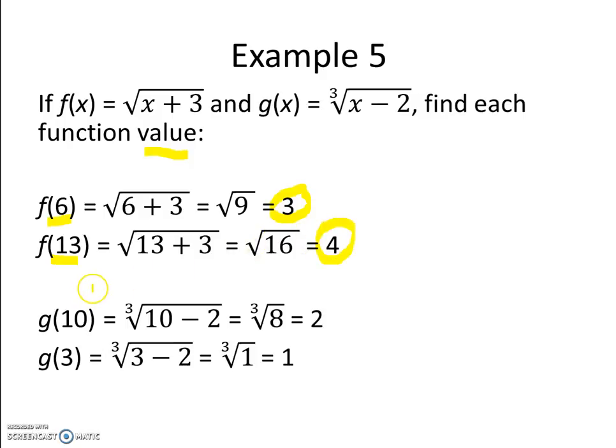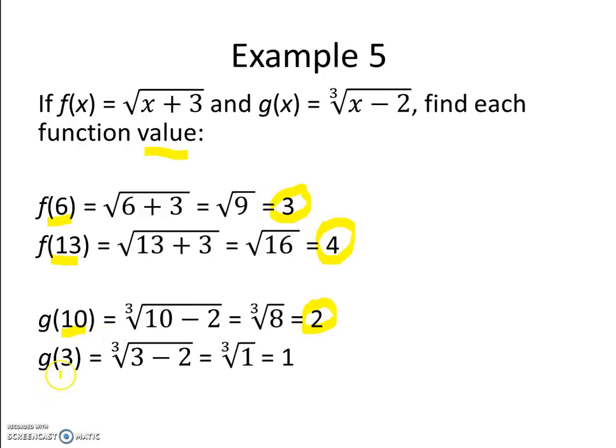Now they're sending us to the g of x function. They want us to find g of 10. Same idea, we're just subbing in. So I sub 10 in for x in our g of x function, and we get the cube root of 10 minus 8, which reduces to the cube root of 8, which we know is 2.